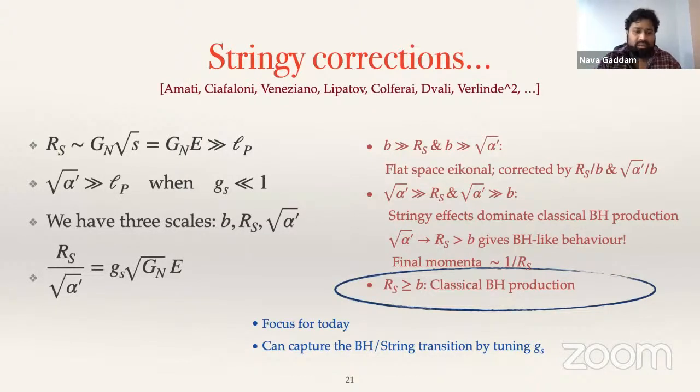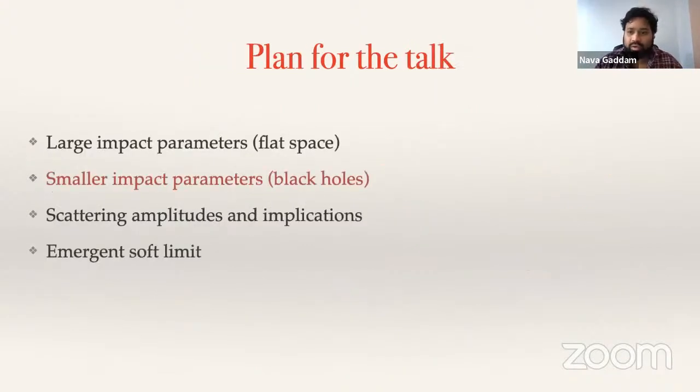So these are all the corrections that people have studied over a long period of time in the last 2 or 3 decades. And what we want to do now is to understand this regime where impact parameters are smaller, where black holes do come in the picture. And that's what I want to move on next. But let me pause to see if there are any questions.